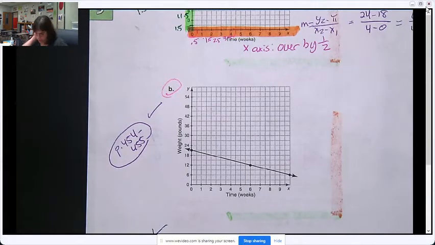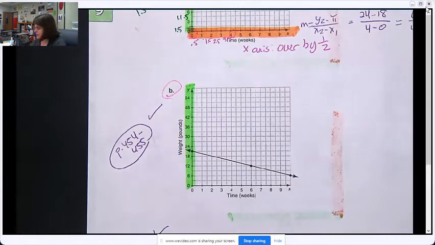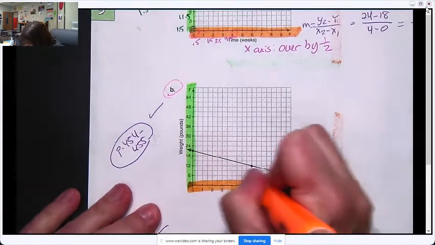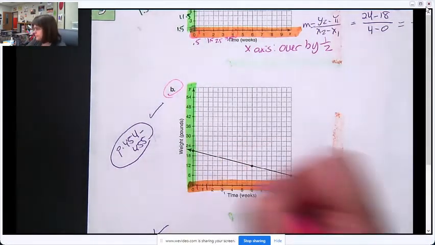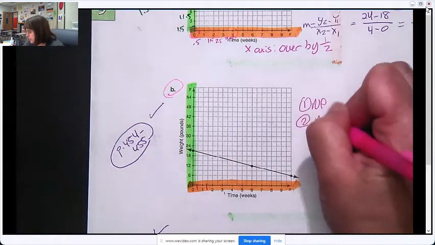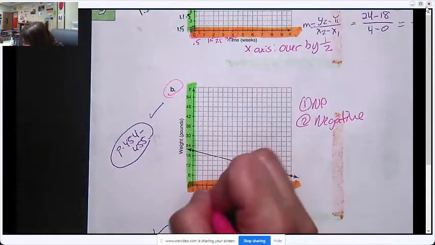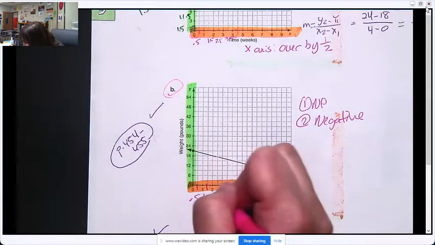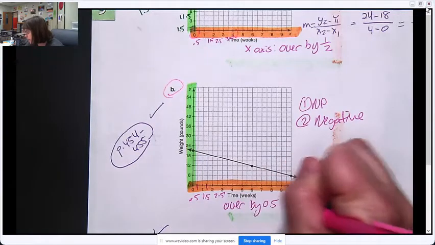All right, so I'm going to come over, same idea, highlight my y-axis, highlight my x-axis, and I can go over and I can see that this is going over. There's a space here. Oh, and I need to make sure I know that it's non-proportional and that it's negative, because I need to make sure I have a negative in my final answer. All right, so I can see that this is 0.5, 1.5, 2, 2.5. So I know this is over by 0.5 for x.